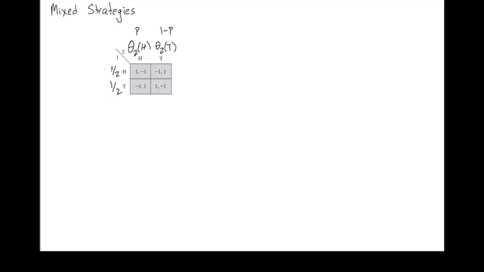Or maybe I'm going to play more generally heads with some probability q and tails with some probability 1 minus q. And q is just some number between 0 and 1. We call this a mixed strategy. And we're going to represent this strategy using the Greek letter lowercase sigma. So sigma 1 of H would be the probability with which player 1 is going to play H. Sigma 1 of T would be the probability with which player 1 is going to play T.